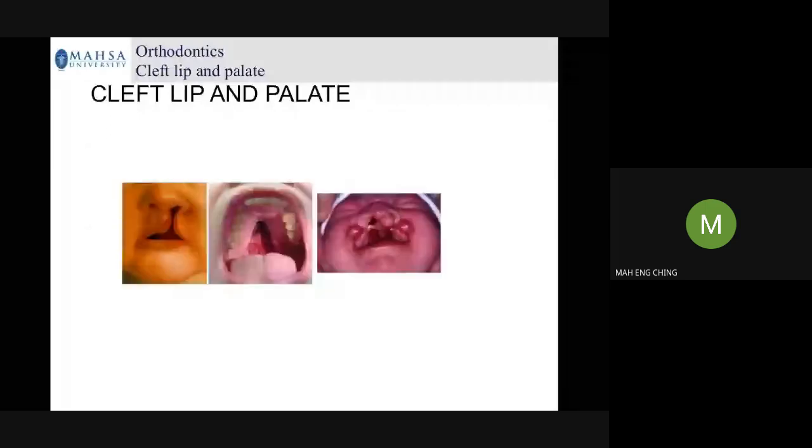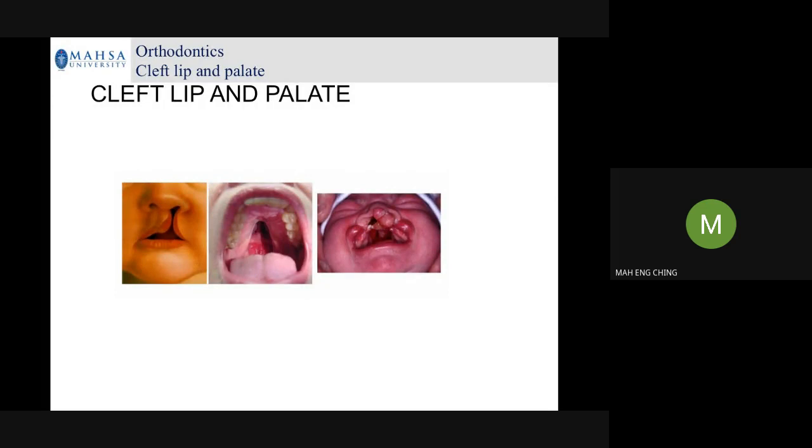Okay, so there's a typical photograph for the cleft lip and palate. So it can be so many structures involved. Right? It can be the lips, the nose, the palate, hard palate, soft palate. It can be everything all mashed together.